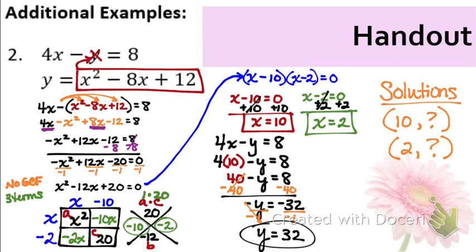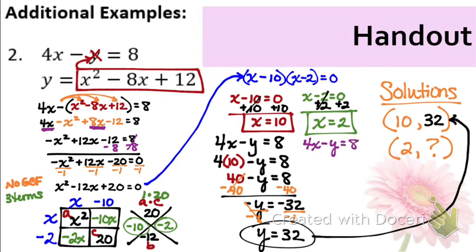Which ordered pair do I put that in? The one with the 10. We substituted 10 in the place of x, so it goes in the one with the 10. So that goes here. We need to do the other one now. 4x minus y equals 8. What are we putting in the place of x this time? 2. So 4 times 2 minus y equals 8. What is 4 times 2? 8. So I have 8 minus y equals 8.